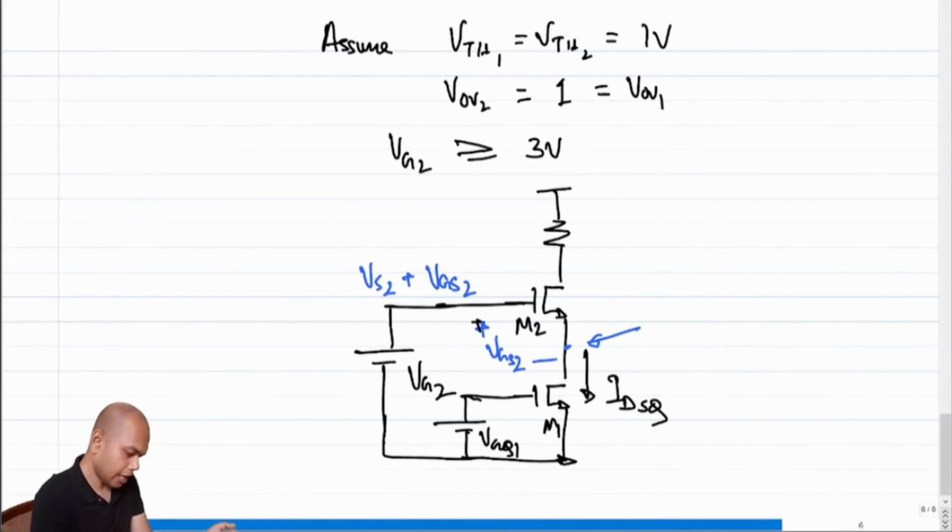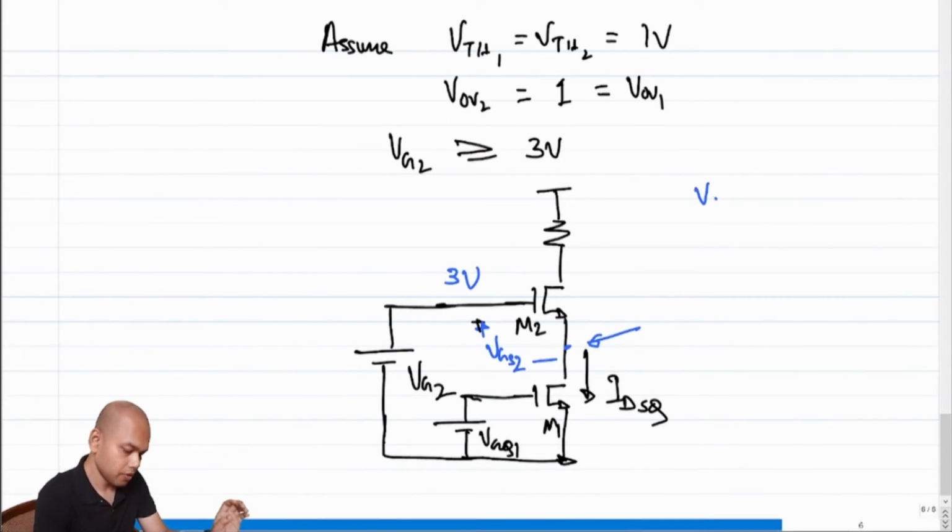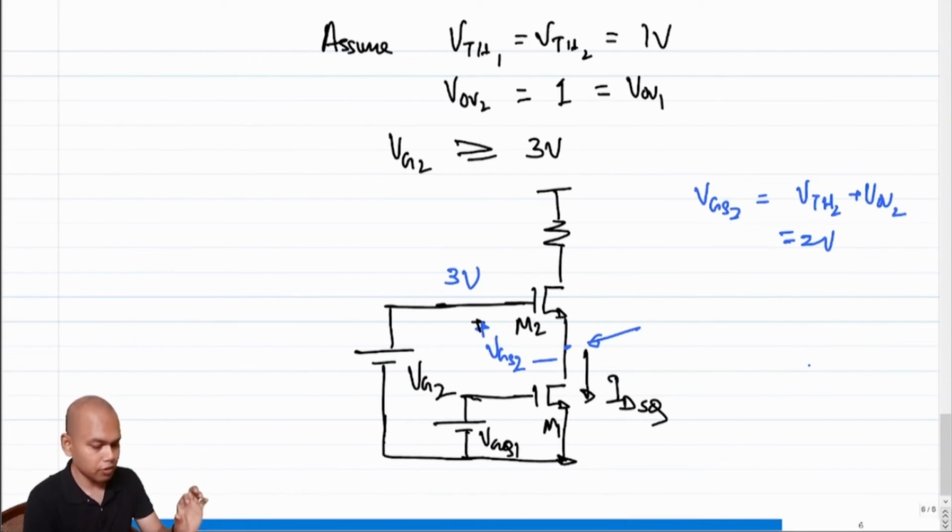So let's assume, what did we assume? Let's say this is equal to 3 volt. So this is 3 volt. I should use a different color maybe. Okay. If this is 3 volt, what is VGS2? VGS2 is the threshold voltage of M2 plus the overdrive voltage of M2, which is 2 volt. If the gate is at 3 volt, VGS2 is 2 volt.